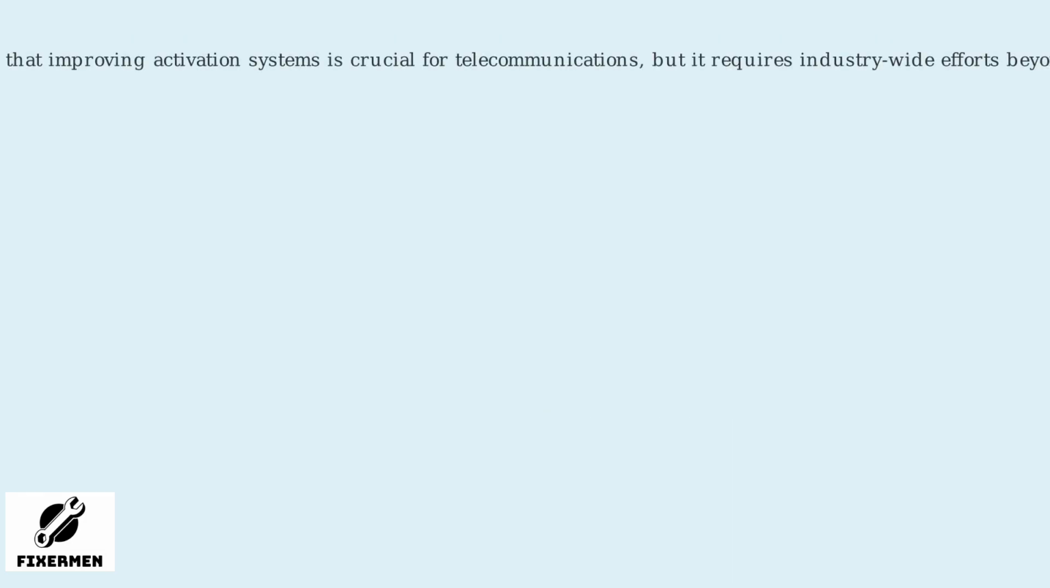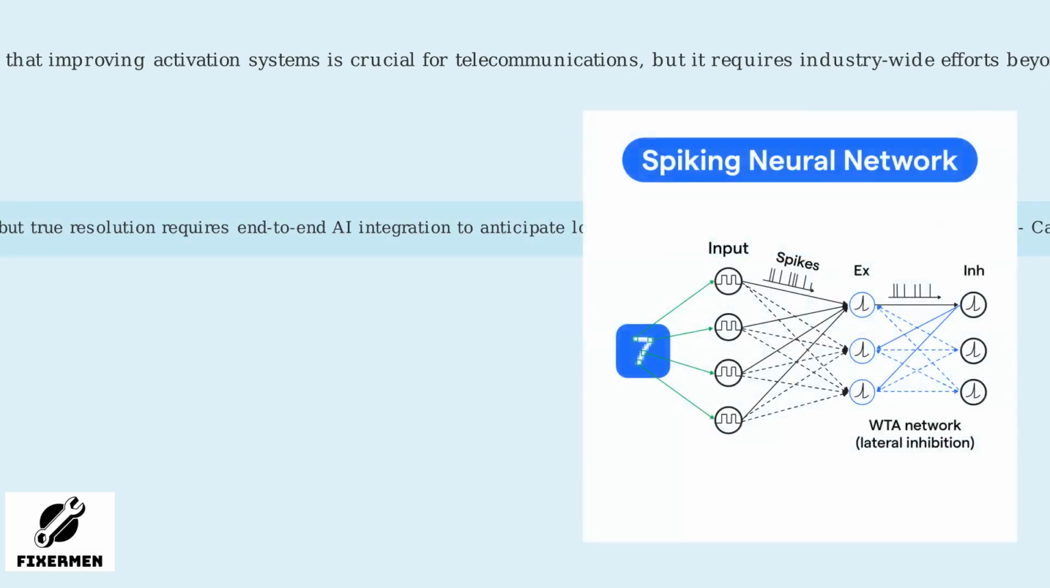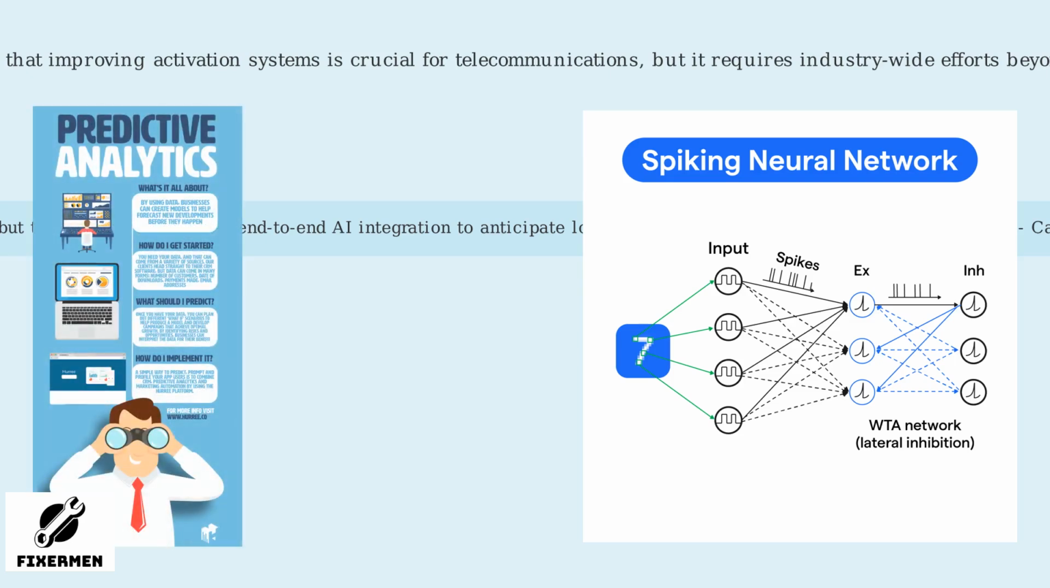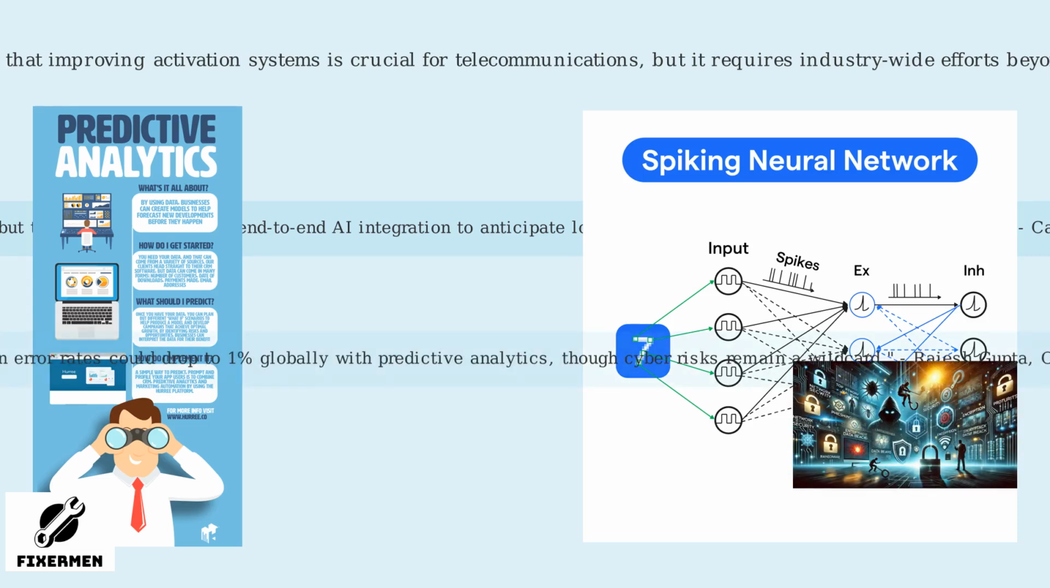Experts believe that improving activation systems is key for the future of telecommunications, but it requires more than just AT&T to enhance their infrastructure. Gartner analyst Caroline Chappell emphasizes that AI integration is essential to anticipate load spikes and reduce downtime significantly. Telecom experts like Rajesh Gupta from Ovum highlight that predictive analytics will play a major role in future activation services. However, they also note that cyber risks remain a significant challenge moving forward.